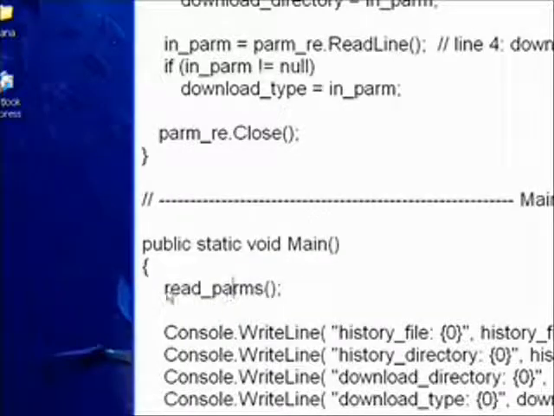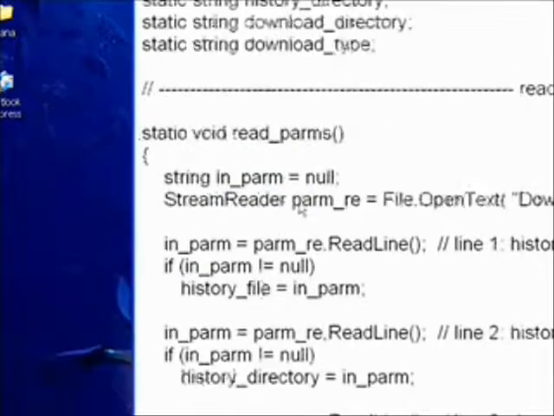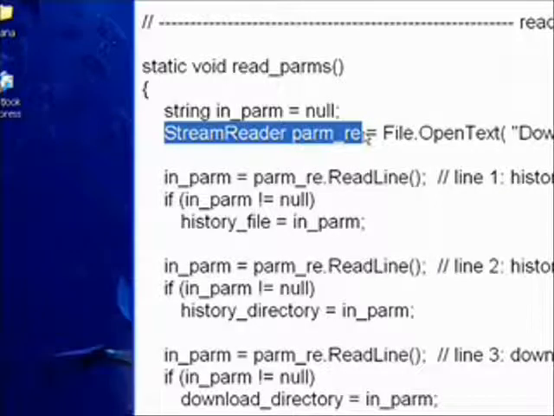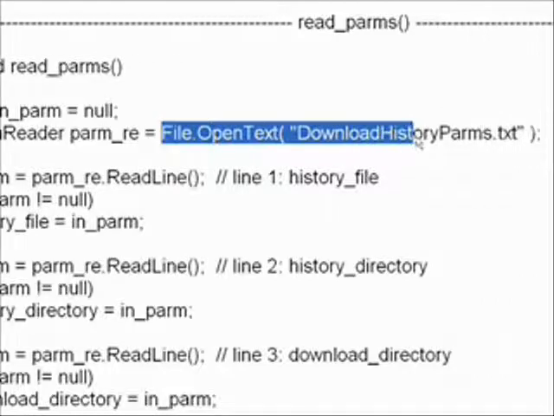So when we come up to the function, we have a string defined and set to null, and then we have a stream reader object instantiated on the stream reader class with a file open text of a parameter file that's in the same directory as the exe. So you could have multiple files with multiple exes in it, and they would all just be looking at their local file named downloadhistoryparams.txt.